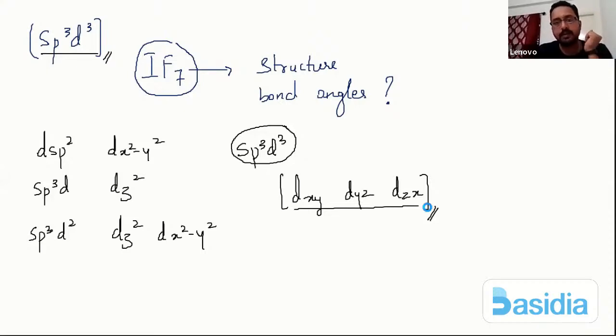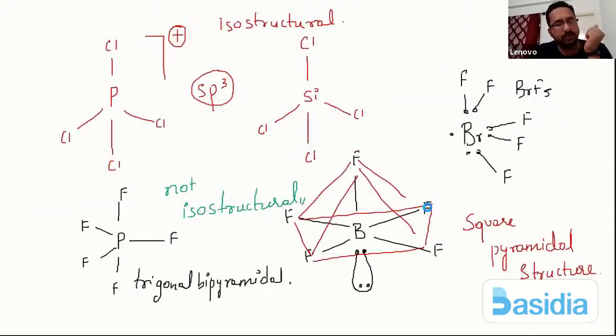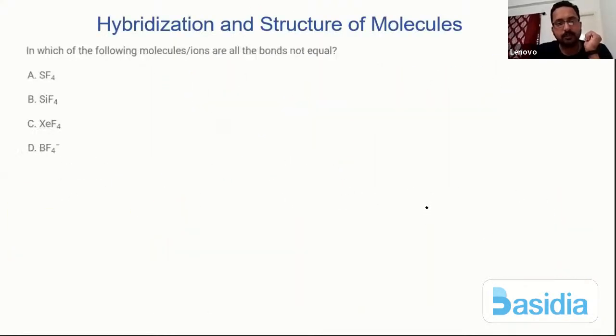The first question we come across: in which of the following molecules or ions are all bonds not equal? As I always do, I give you 60 seconds to solve each question, and your time starts now. You have 60 seconds to solve the question. The question reads: in which of the following molecules are all bonds not equal?